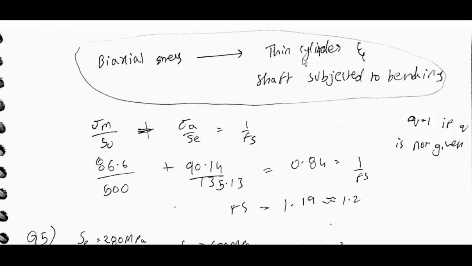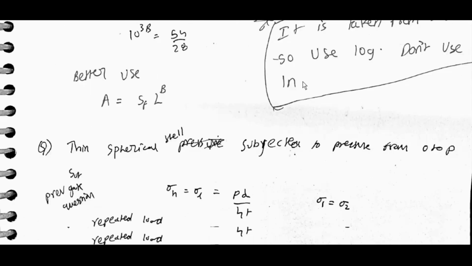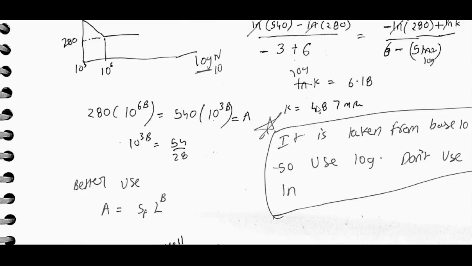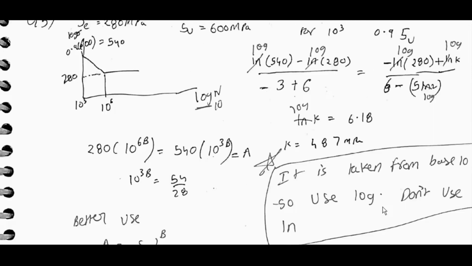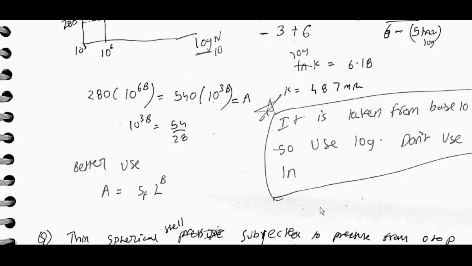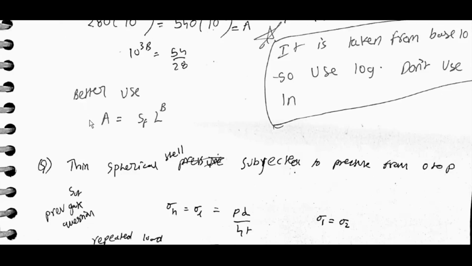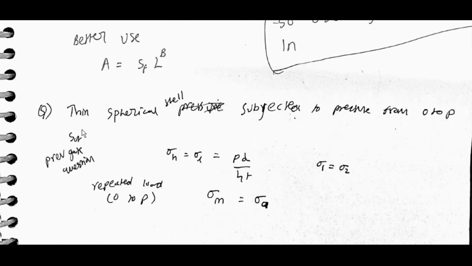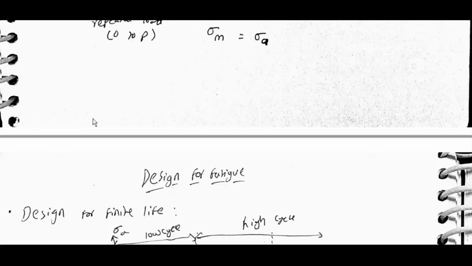Biaxial stress, thin cylinder and shaft subjected to bending. Here it is taken on base of 10, so use log, don't use ln. Better to use A is equal to Sf L power B.